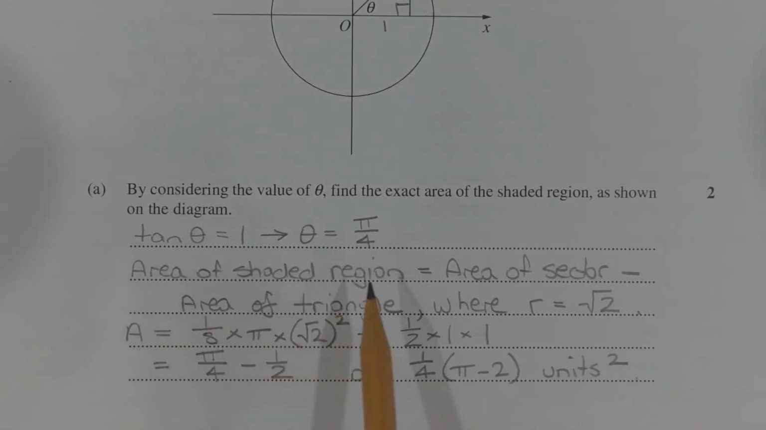So the area of the shaded region is equal to the area of the sector minus the area of the triangle, where the radius r is equal to the square root of 2. So the area A is equal to 1 over 8 multiplied by pi multiplied by the square root of 2 squared, minus the area of the triangle, which is half times 1 times 1. So that's half base times height. And that equals pi over 4 minus 1 over 2, or 1 over 4 multiplied by (pi minus 2) in brackets, square units.